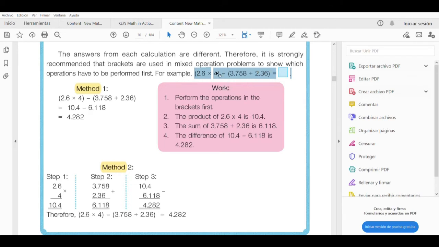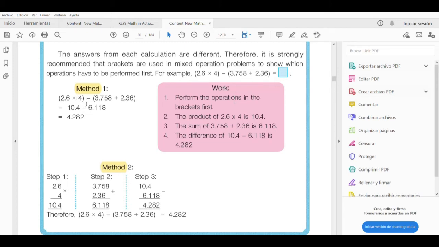First step, as you see here, we perform the operations in the bracket first. We first multiply 2.6 by 4. You know already how to do it. Here we have a different method, I will explain that after. You can see clearly, 2.6 multiplied by 4 equals 10.4. This is the product of this multiplication.